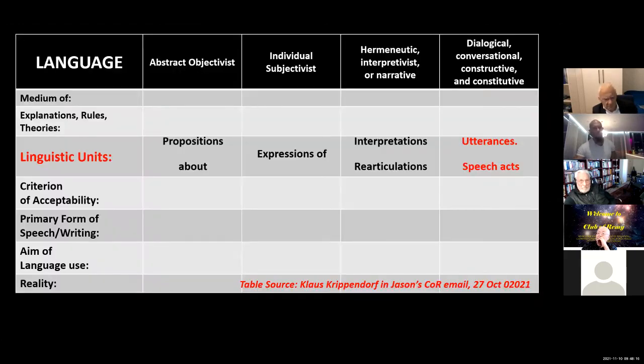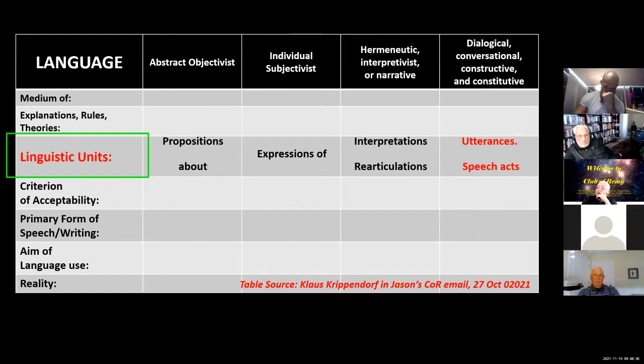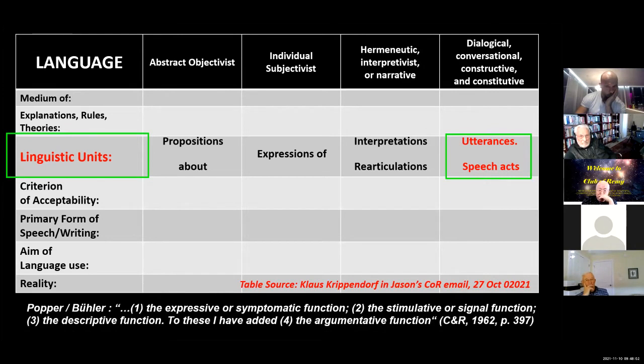So, as I say, this was inspired by Klaus's great table. My main focus is just on that third category there, on the units, linguistic units. And this scientific theory of information applies to all 4 of those categories. So the abstract, objectivist, individual, subjectivist, etc. And it's a very useful table. Thank you, Klaus. It's not quite as updated as the most recent one.